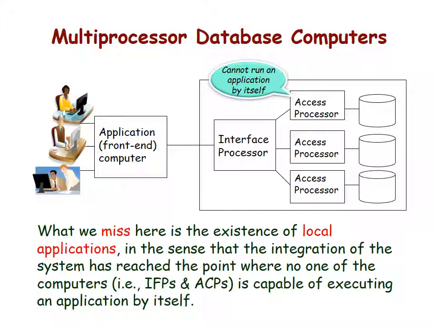From the network architecture, a distributed database system looks similar to a share-nothing parallel database system. The difference is that share-nothing systems do not have local applications, in the sense that no one processing node in a share-nothing system is capable of executing an application by itself. Another obvious difference is that a share-nothing system resides at a single data center, whereas a distributed database system involves multiple locations, say New York City, Paris, and Shanghai.